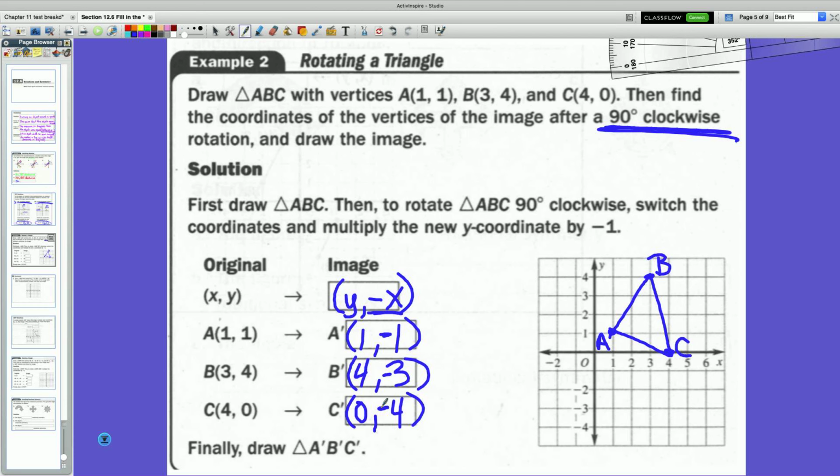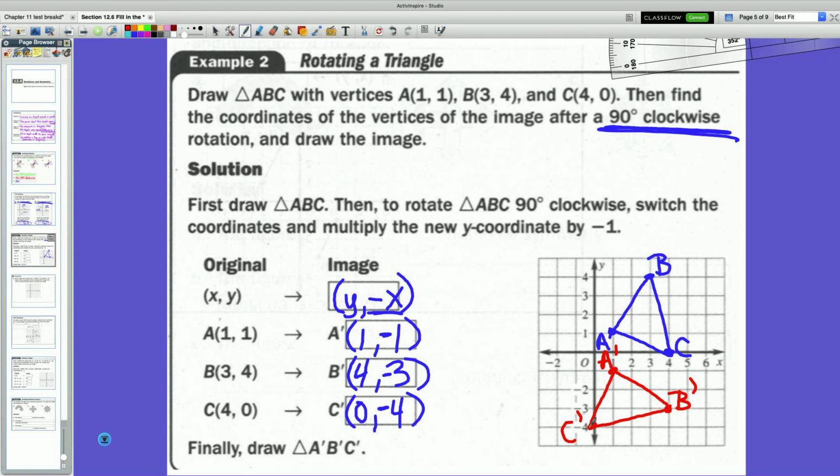Okay? So, now I'm graphing the new ones. I'm going to graph the new ones in red. So A prime is at 1, negative 1. So this is A prime. B prime is at 4, negative 3. C prime is at 0, negative 4. And hopefully we ended up with a triangle that looks the same.